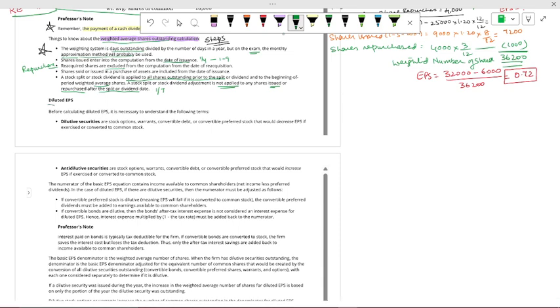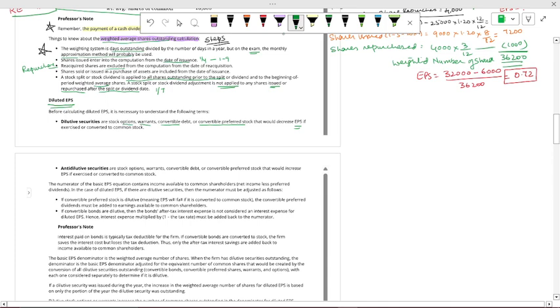Okay, next, diluted earning per share. We have done diluted, I told you. Before calculating diluted earning per share, it is necessary to understand the following term. What is diluted? Diluted securities are the options, warrants, convertible debts, or convertible preferred stock. I mentioned all these things in the previous case. Once diluted, that would decrease EPS.